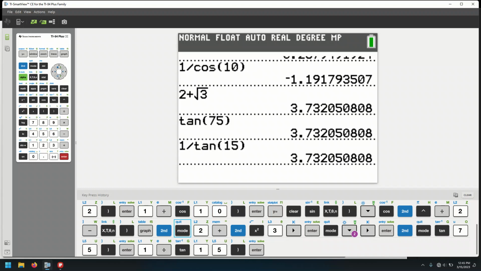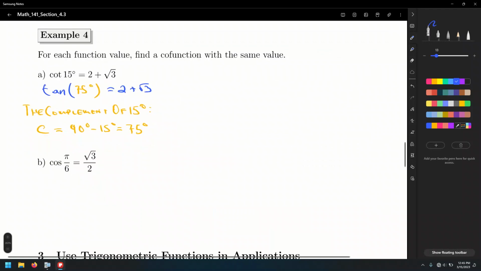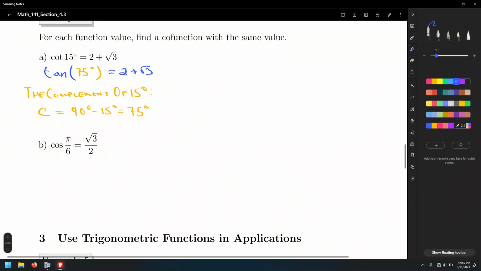Let's look at the next example and see what we get. For cosine of pi over 6, we know that cosine of pi over 6 is root of 3 over 2. That's the x component for the 30-degree angle of the right triangle, right? So we want to find a cofunction. It turns out cosine is a cofunction of sine.